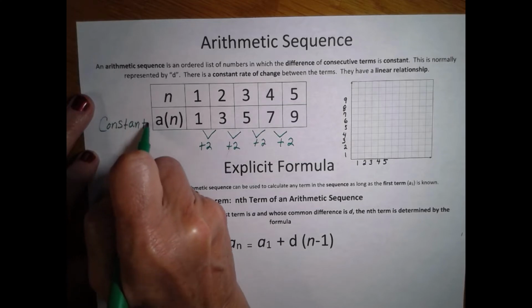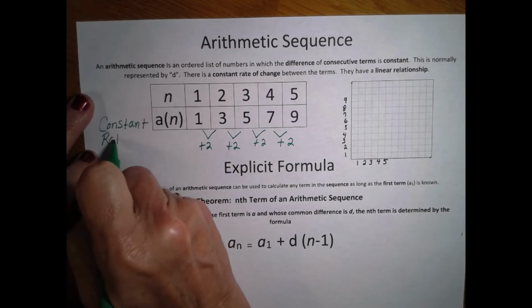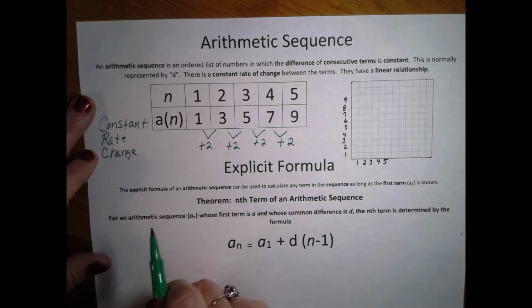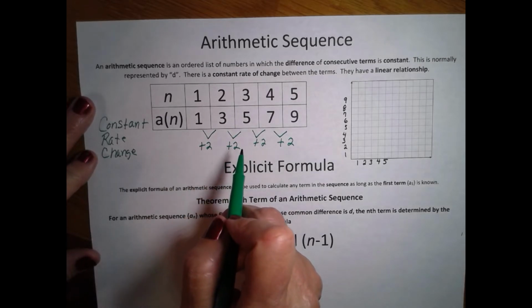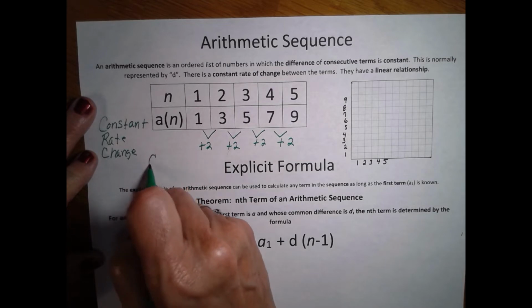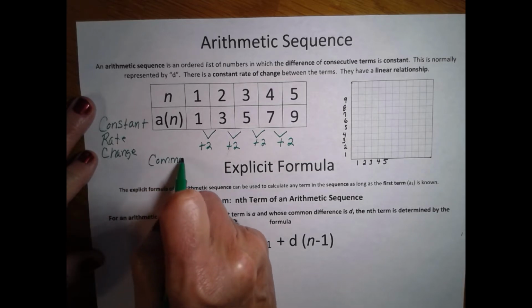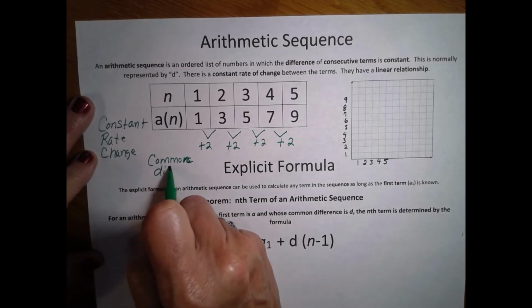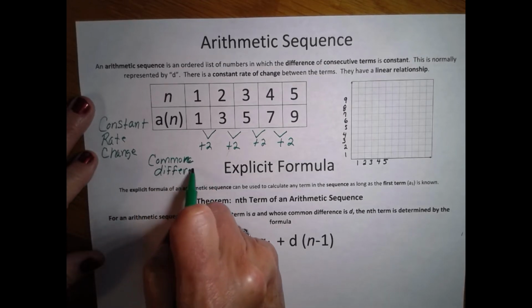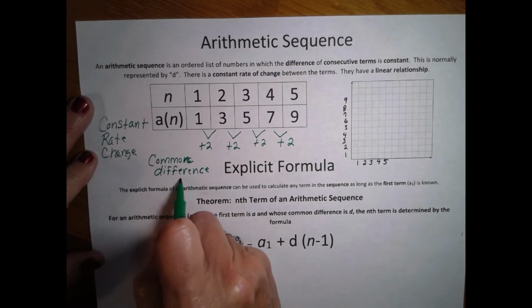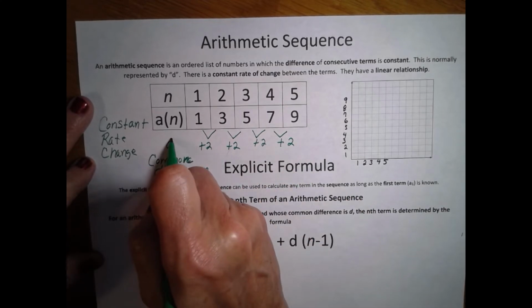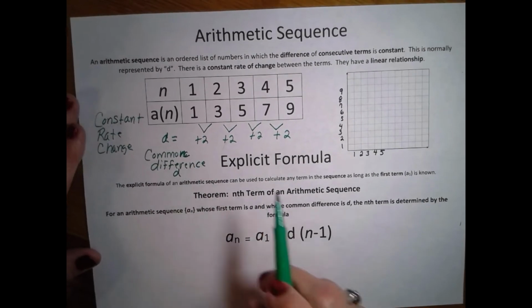And I know that you've heard that before, constant rate of change. That's what a slope is. As far as our sequences, though, it's called a common difference, and it's denoted by the little letter d. We do have a common difference. d is equal to positive 2.